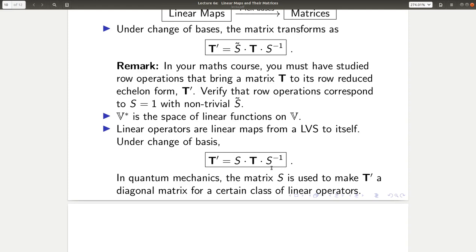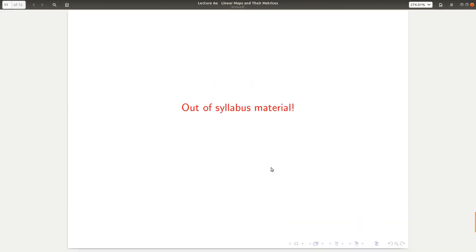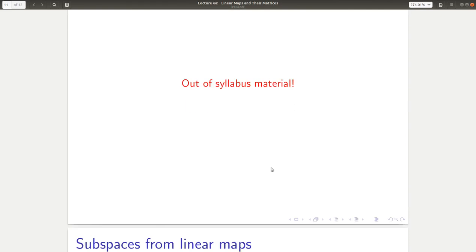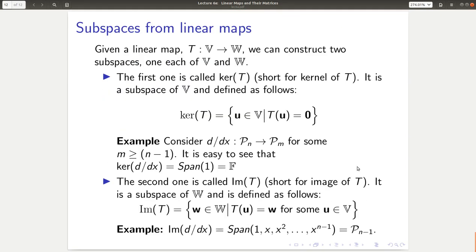I have some out of syllabus material, and I'll just flash it here: you can get some subspaces from linear maps. One is called the kernel of T, and the other is called the image of T. I will be uploading these slides, so I will not be discussing this anymore, but you can play with this. This is a lot of fun stuff, and I will end here.